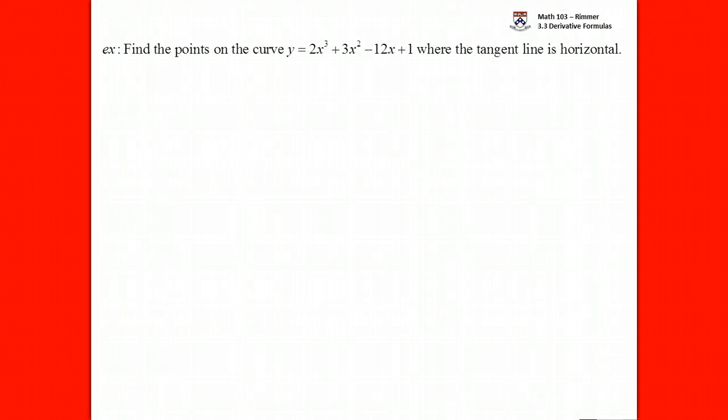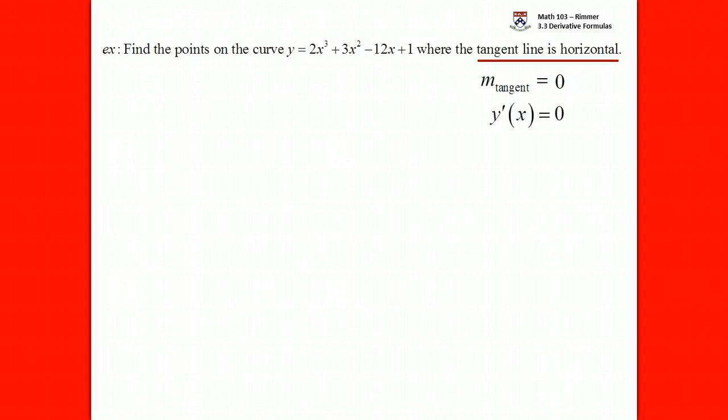Okay. Find the point on the curve where the tangent line is horizontal. This is a cubic function, and we want to know where the tangent line is horizontal. What does that mean? What do you know about a line that's horizontal? 0 slope. Okay, slope of the tangent line is 0. Slope of the tangent line is the derivative. So you're asking yourself, where's the derivative 0? All right, great.